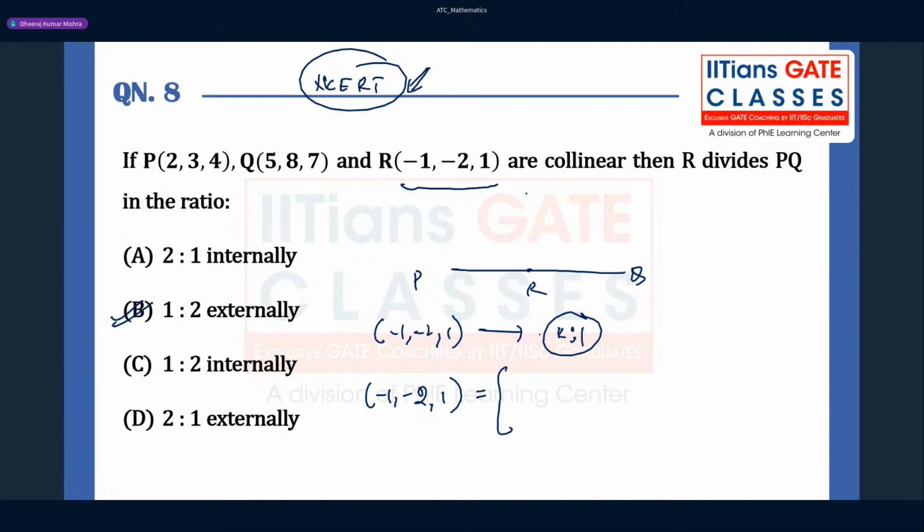Now you just multiply this. As we can see here, P is given as 2, 3, 4, Q is given as 5, 8, 7, and R is given as -1, -2, 1. The denominator is going to be the same for all, that is K plus 1, K plus 1, and K plus 1. So you have to find the value of K here, and then the job is done, right? Only the K value you have to find. Understand? So how to find the K value?